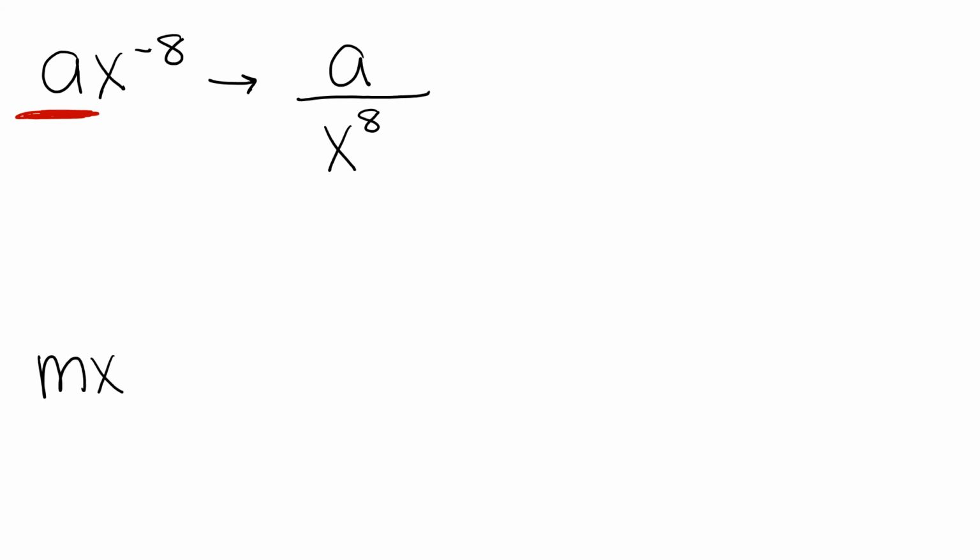Our last example is going to be mx to the negative 12th. The base number x goes in the denominator. The negative 12 exponent changes to a positive 12. The m is left out in front, so the m gets left on top.